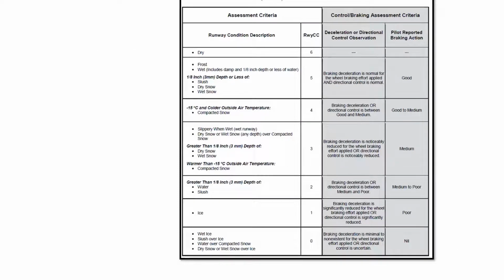We've been talking about these runway condition codes. Just to review, real quickly, this has been out for a few years now, starting with a runway condition code of 6, decreasing down to 0, corresponding to braking action nil. These are roughly correlated to an expected pilot-reported braking action, correlated to a type of precipitation, and then also to what the pilot would observe in braking action and directional control on the runway.